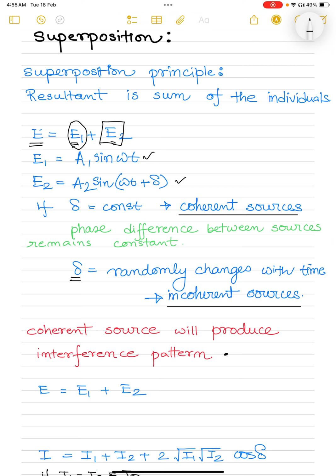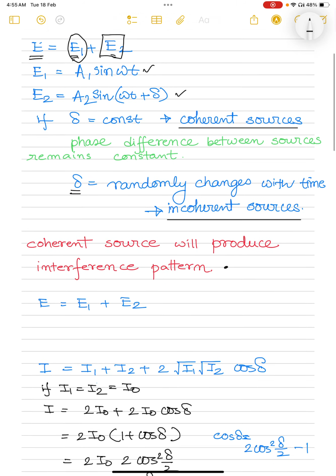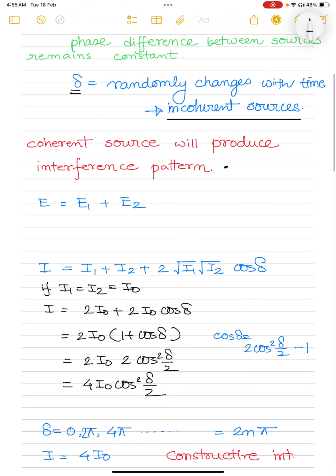For incoherent sources, there will be an interference pattern, but that is going to change so rapidly with time that what we are going to see is an averaged out intensity. That means we cannot see any interference pattern. Now, what will be the resultant amplitude? So E will be equal to E1 plus E2.